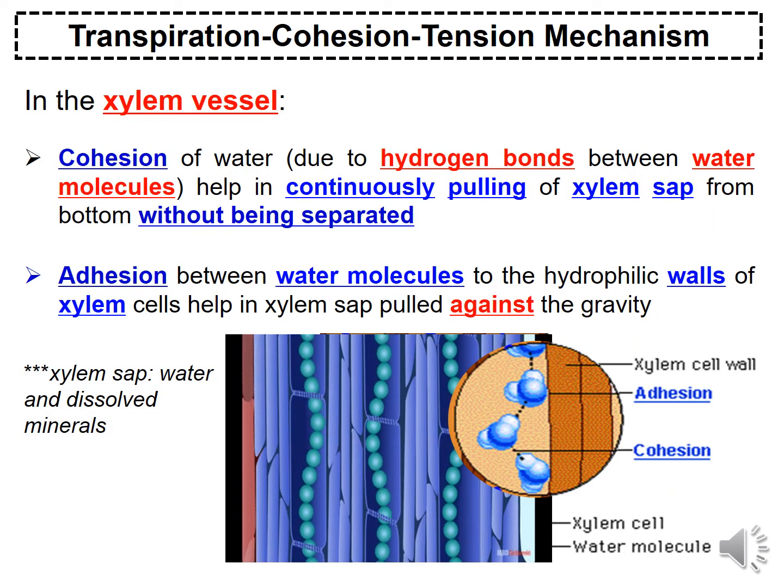Within the xylem vessel, cohesion of water due to the presence of hydrogen bonds between water molecules helps in continuously pulling the xylem sap from the bottom without being separated. Adhesion between water molecules and the wall of the xylem helps the xylem sap to pull against gravity.